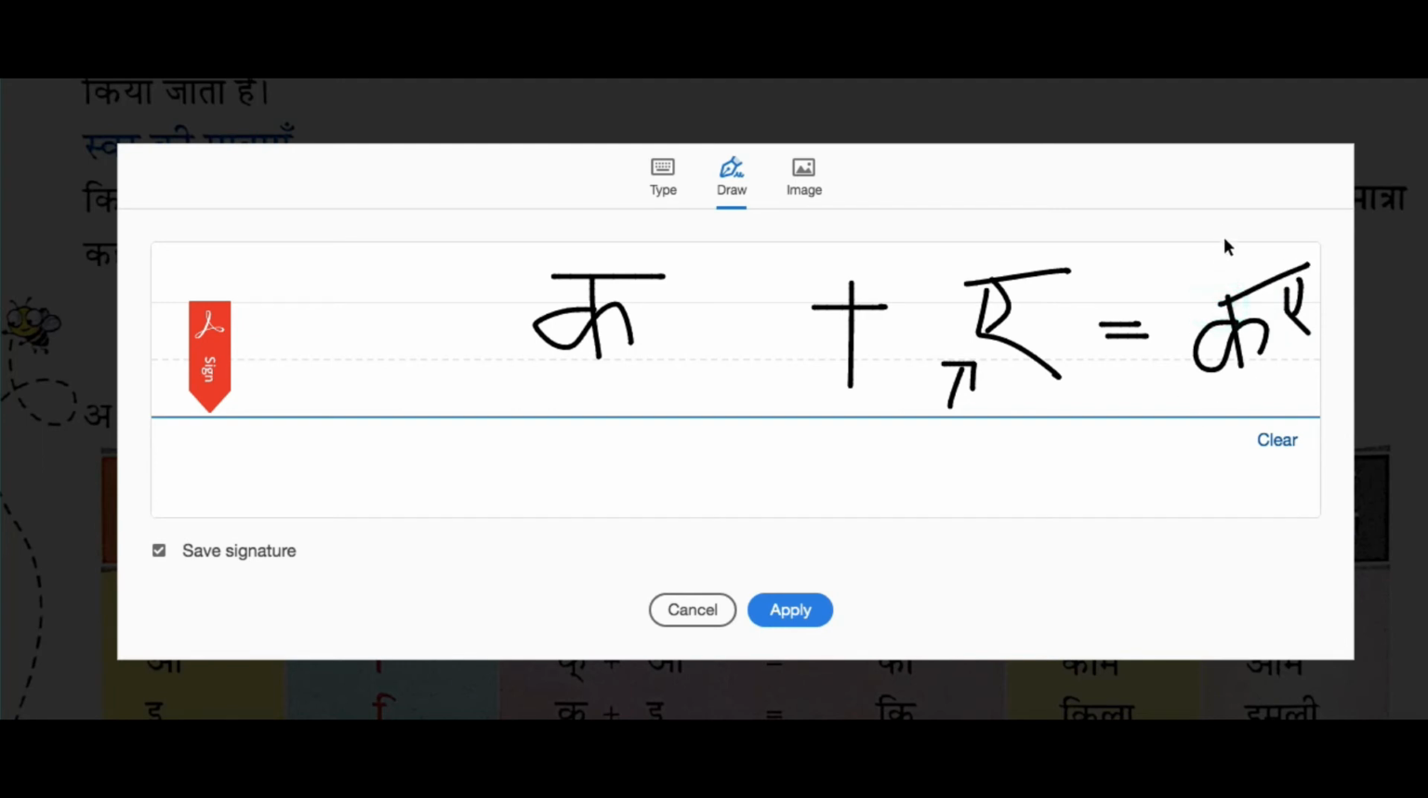It will be wrong. You have to change the form of this swar a. The right thing will be ka plus, क पे एकार की मात्रा जाएगी. So it will be k. So k plus a will not be like this. It will be like k. This k is wrong because स्वर का form change हो रहा है. So this changed form is matra. Hope it's clear.